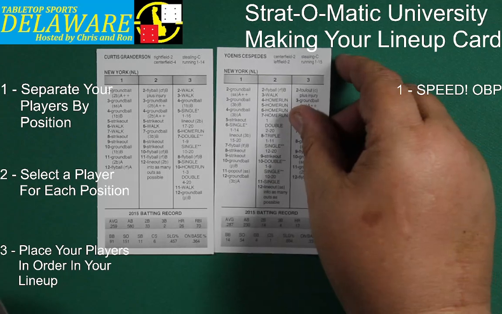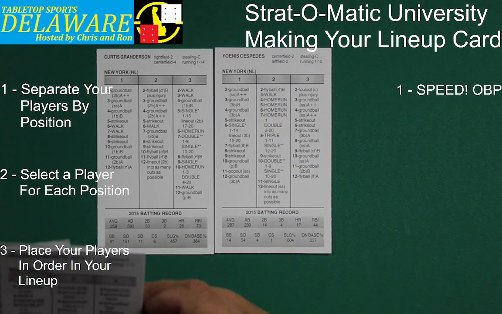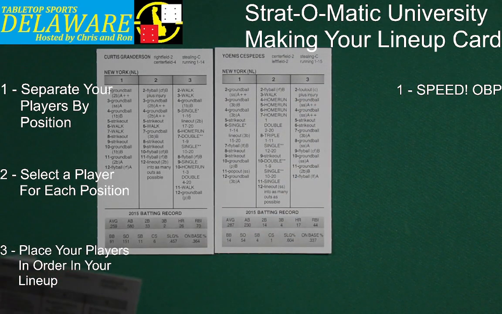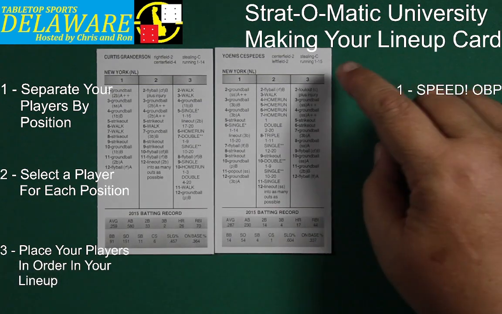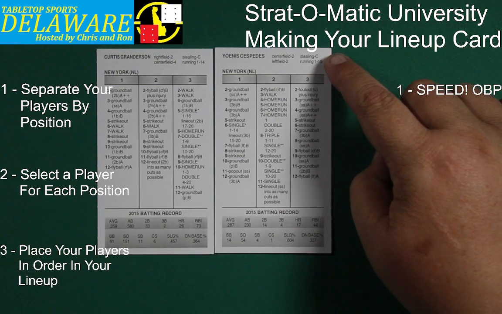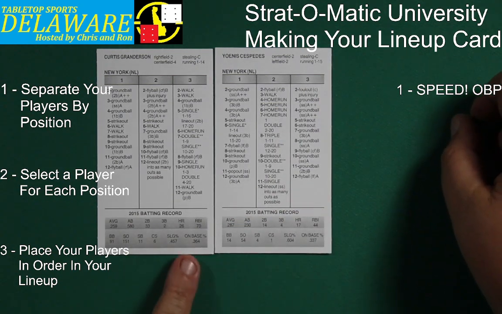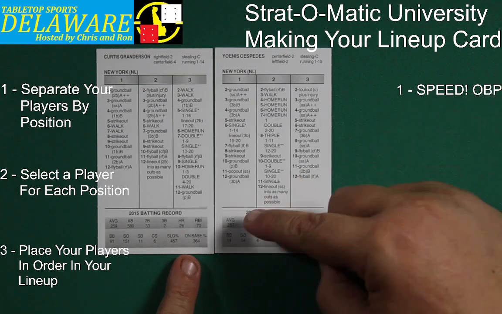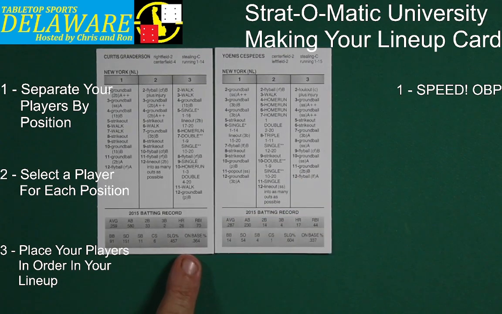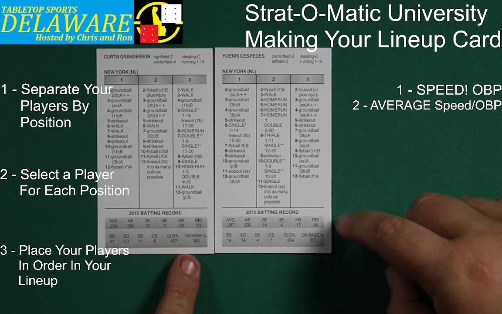So let's look at Yoenis Cespedes. Let's look at... those are our two. Cespedes, slightly better base running, slightly better batting average. On base is better, though, for Curtis Granderson. He gets a lot more walks. And since he has better batting average, it might behoove us to put Yoenis Cespedes second.